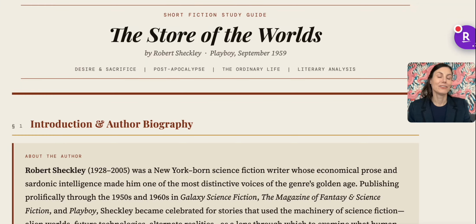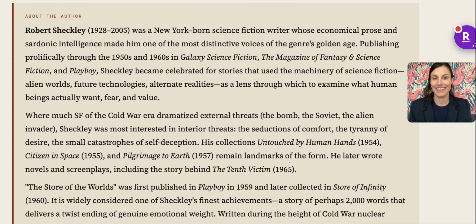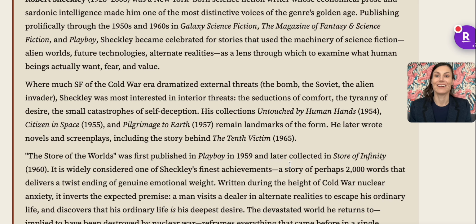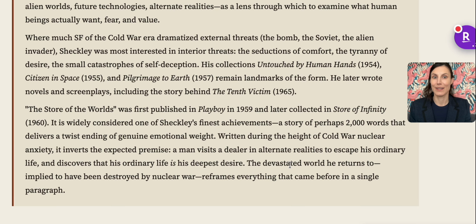In this lesson, we will review The Store of the Worlds by Robert Sheckley. He was alive from 1928 through 2005, and he was a famous science fiction writer. Many of his stories have Cold War themes, where people were very nervous that the Soviet Union or America would set off a nuclear bomb, which would lead to world destruction, basically.